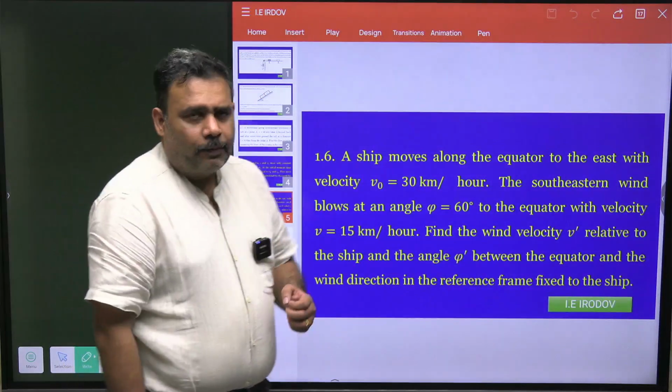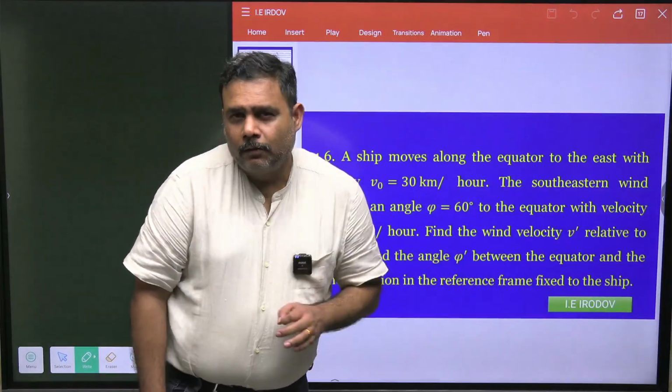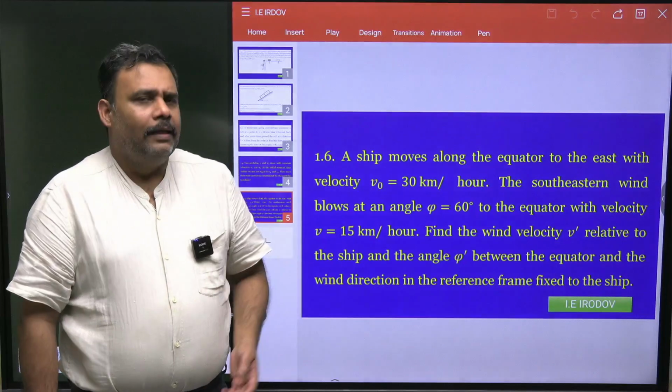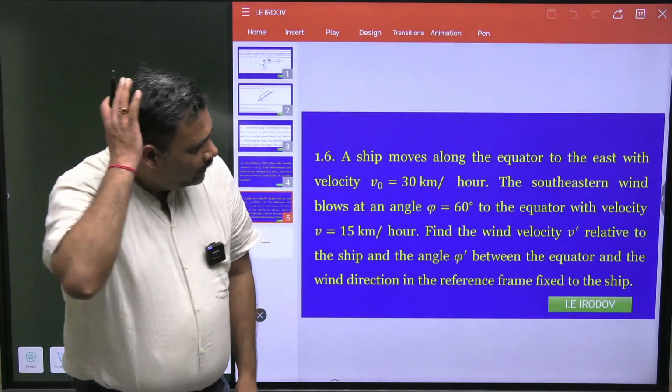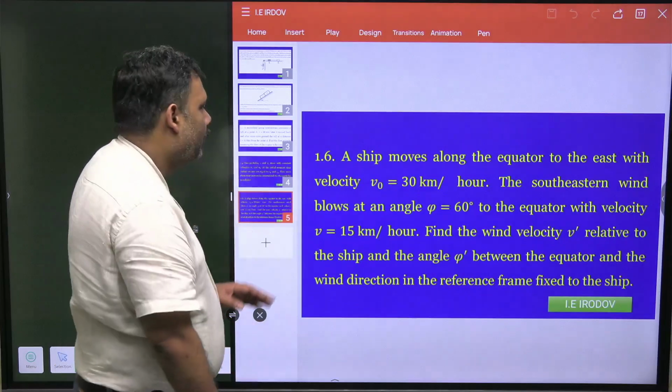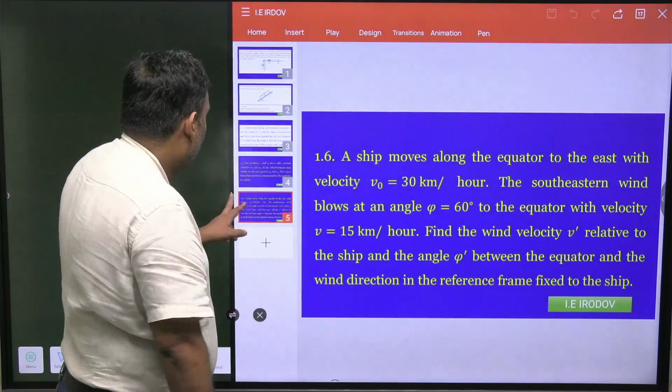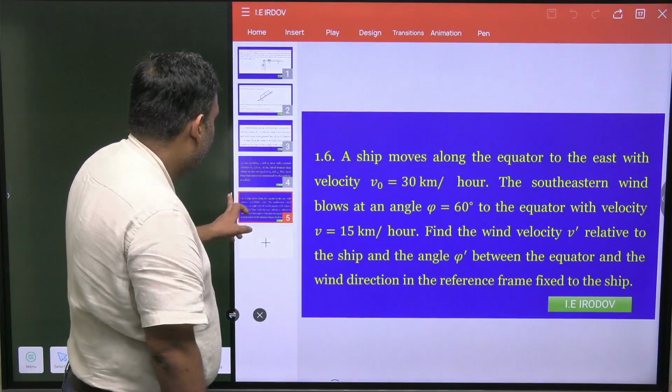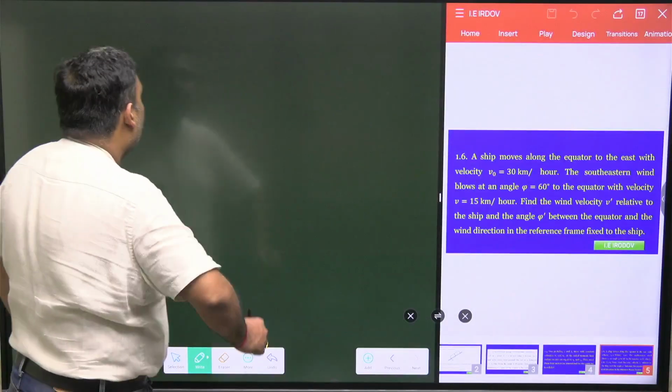So it's a very nice problem. This problem belongs to relative speed and Galilean transformation. So let's try to understand the basic fundamental behind this relative speed. Let's go for that first, and then we can easily solve this one.